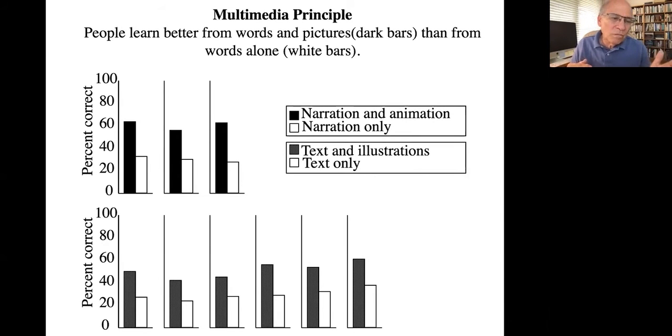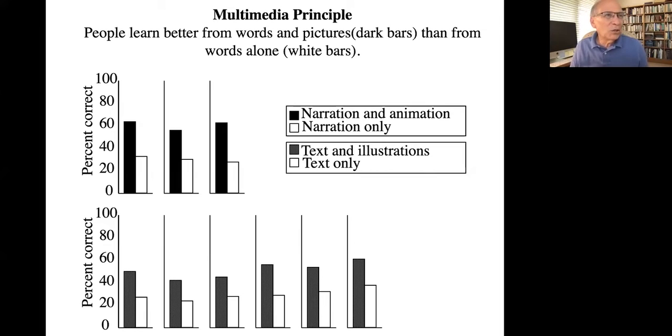The y-axis is showing you percent correct on a transfer test. The dark bars are words and pictures, so narration with animation or text with illustrations. You can see that adding graphics to words greatly improves people's performance on a transfer test, sometimes doubles it. So somewhere between 50 and 100% better performance.